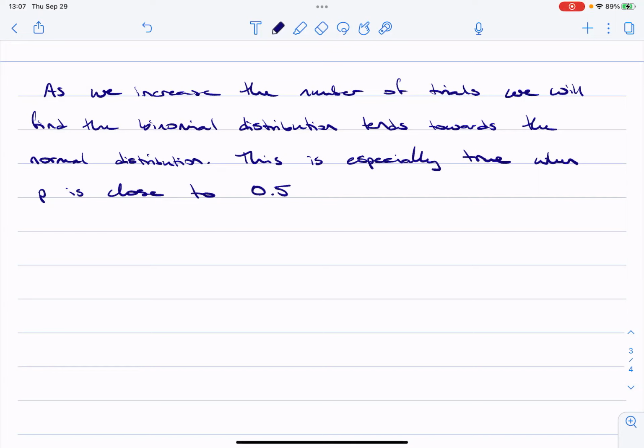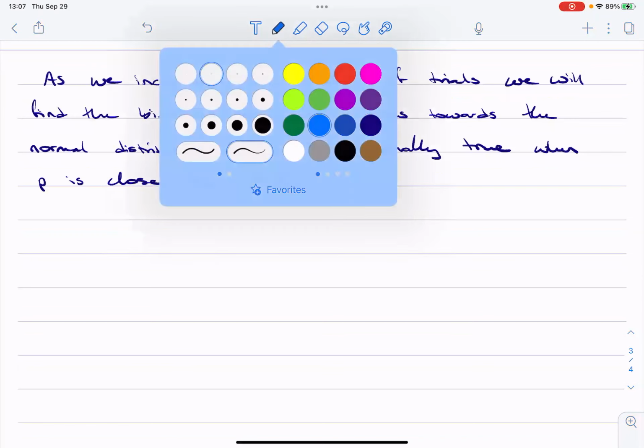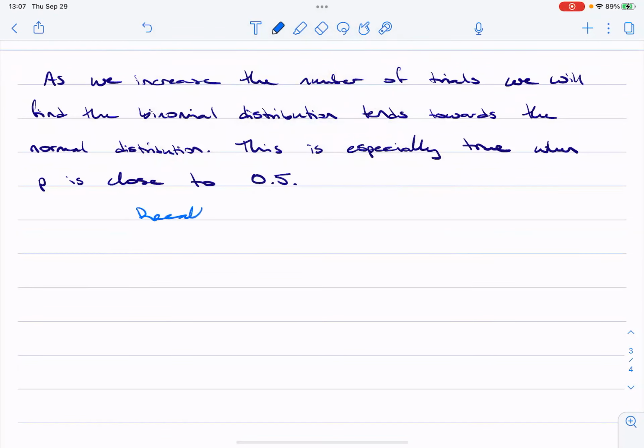Right, 50-50 split between the successes and failures, right? Because you might recall we had to check that NP had to be greater than or equal to 10 and NQ had to be greater than or equal to 10, right? At least 10 successes and at least 10 failures.